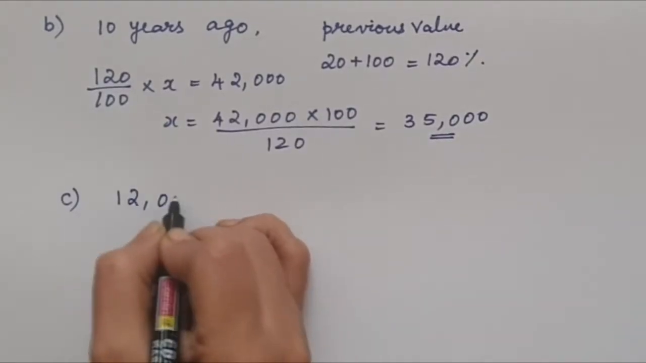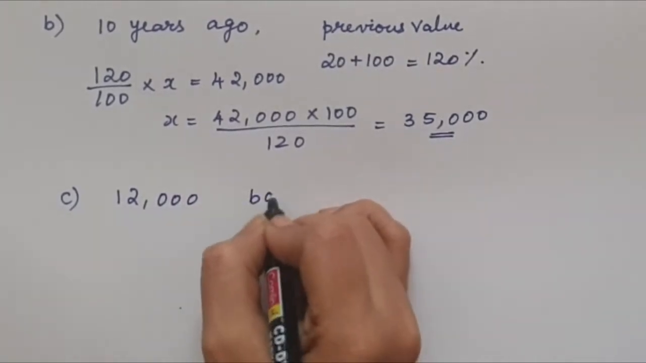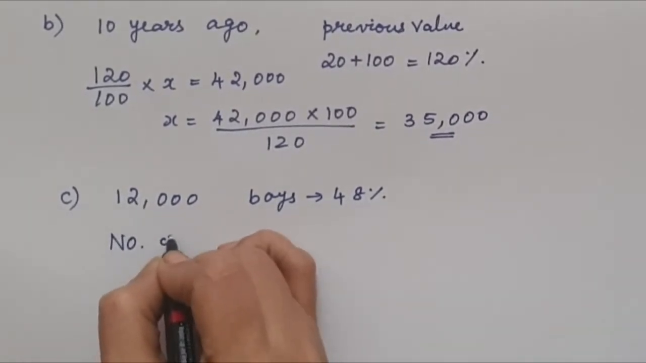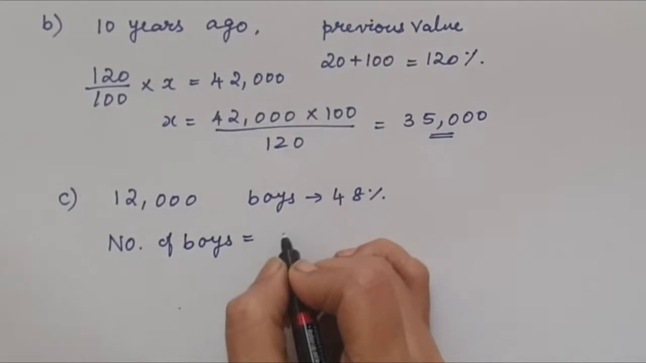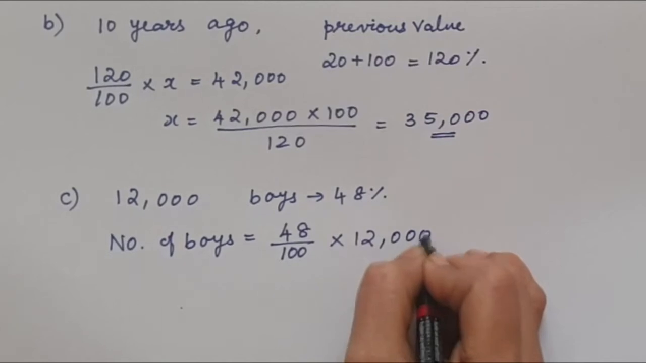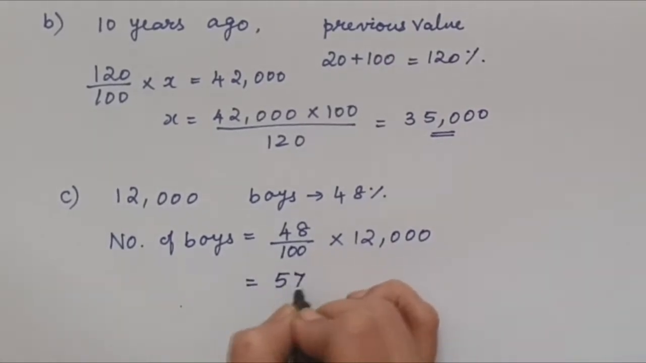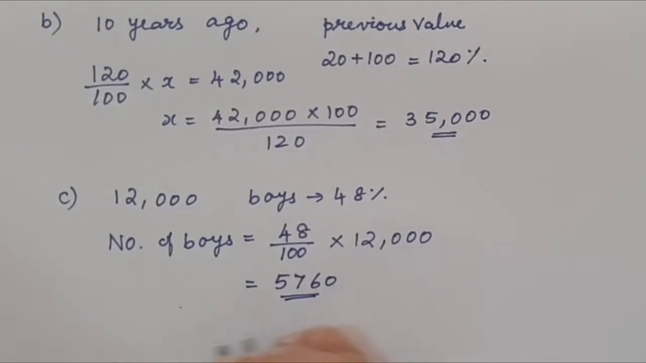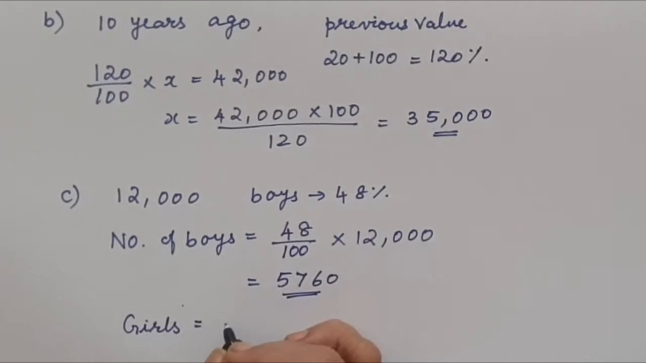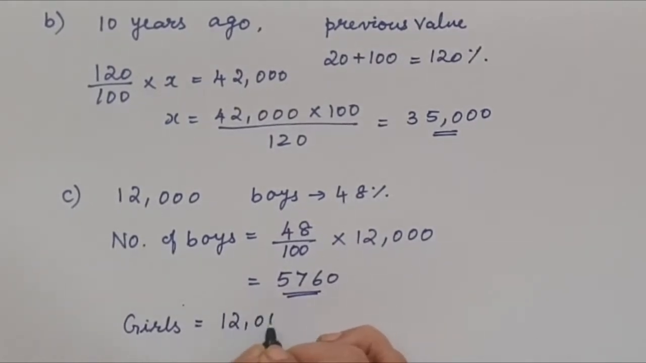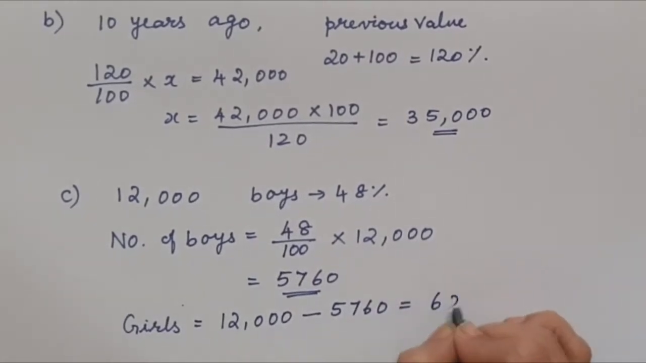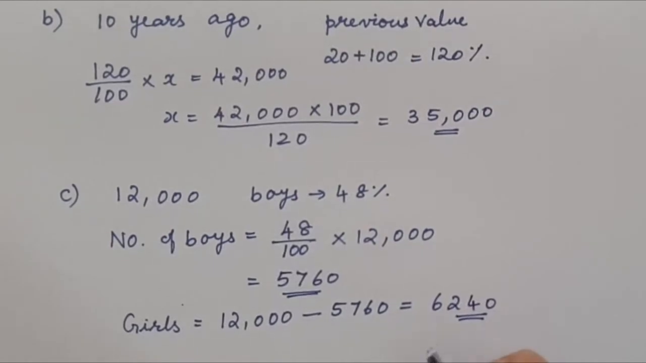Now in 12,000 people, boys are 48%. We need to find the number of boys. It will be equal to 48 over 100 multiplied by 12,000. This will be equal to 5,760. So the number of girls will be equal to the total, 12,000, minus the boys, 5,760. That will give us 6,240. These are the number of girls.